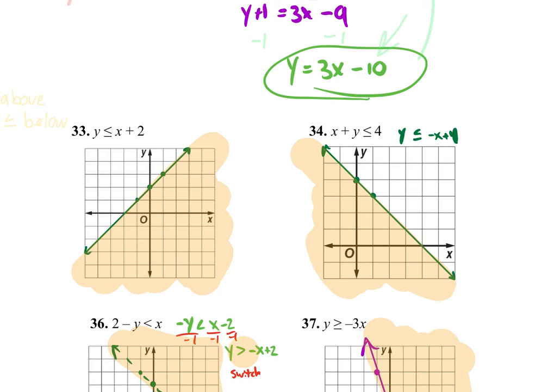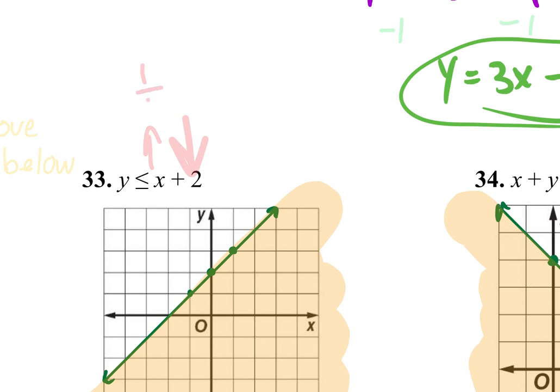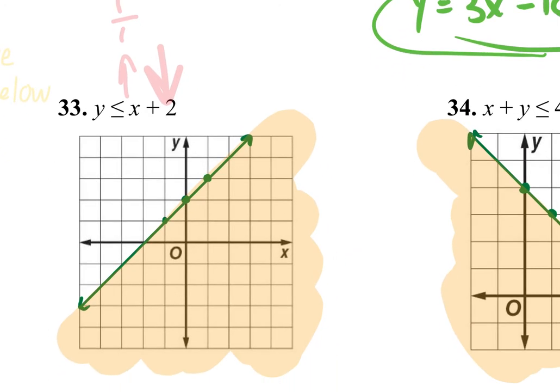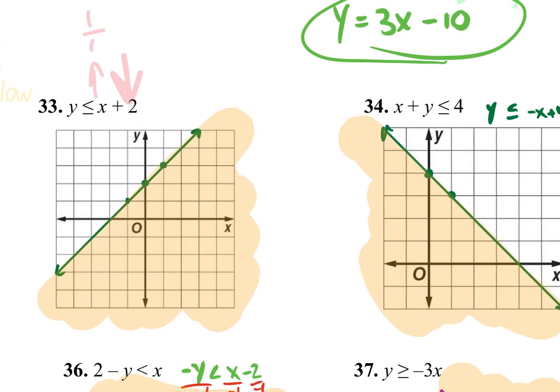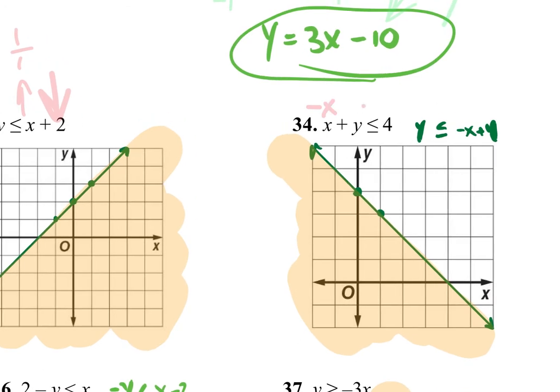33 was already solved. It had a y-intercept of 2, a slope of up 1 over 1, a solid line inequality, so I drew a line and shaded below. 34, I needed to solve for y. I did that by subtracting x from both sides. Graphing a y-intercept of 4, a slope of down 1 to the right 1. And then since I had y as less than or equal to, I shaded below.